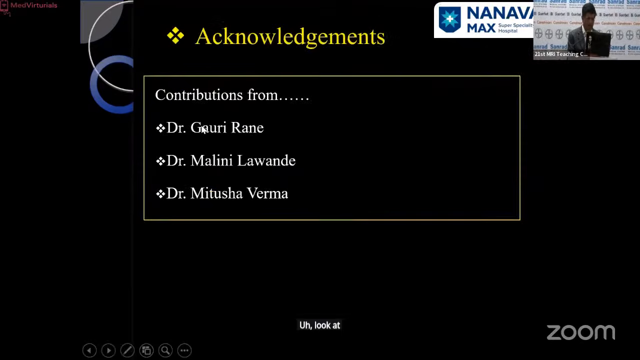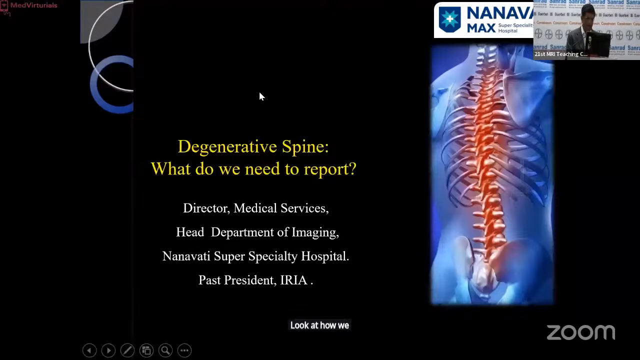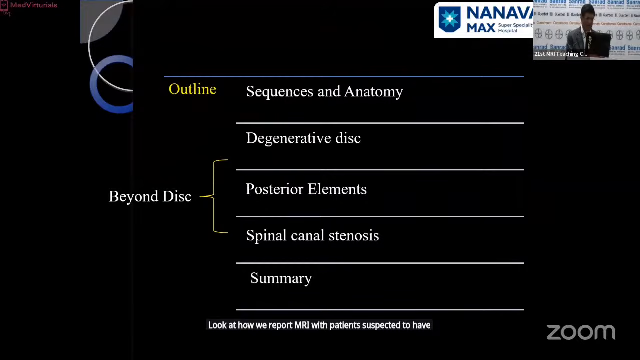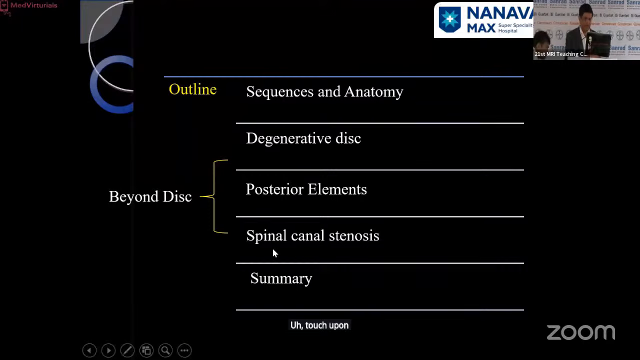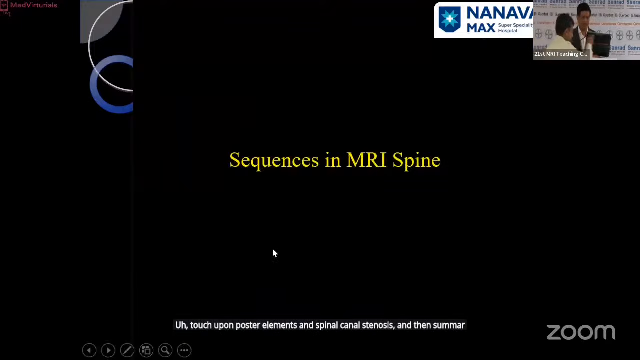Look at how we report MRI with patients suspected to have degenerative spine. What we'll do in the next 20-25 minutes is look at the sequences that we use for degenerative spine, a little bit of anatomy which is relevant to reporting, touch upon degenerative disorders, definition of bulge, protrusion, herniation, etc. Touch upon posterior elements and spinal canal stenosis, and then summarize the whole thing.